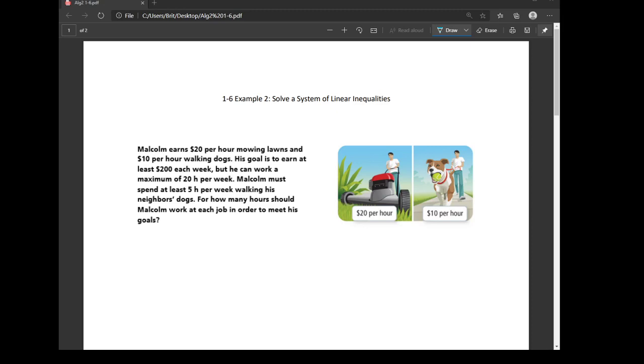In this example, it is in section 1-6 in the SavvasRealize Algebra 2 textbook. This is example number 2, solving a system of linear inequalities.